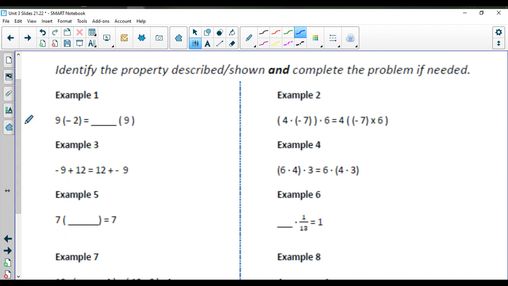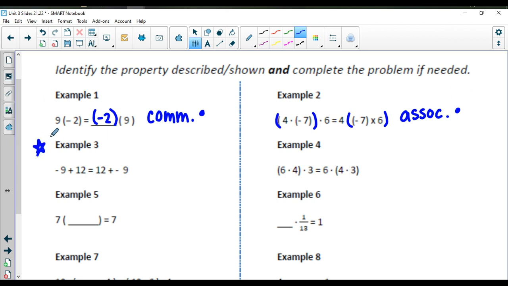In example number 1, I have 9 times negative 2, and what I'm going to do is fill in negative 2 here, and I flip-flopped these around, so we're going to call that the commutative property of multiplication, because I changed the order of my multiplication. Example number 2, I'm multiplying, and I have 4 times negative 7 times 6, and then 4 times negative 7 times 6. So it looks like my parentheses went from being here to now being around the 7 and the 6, which means my grouping changed. So we call that the associative property, and this is of multiplication.